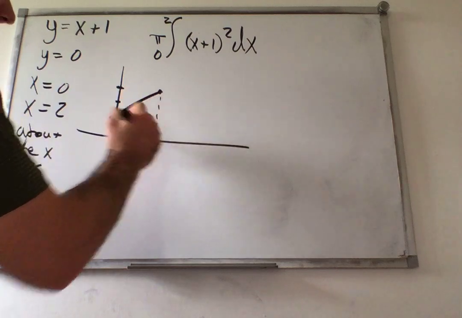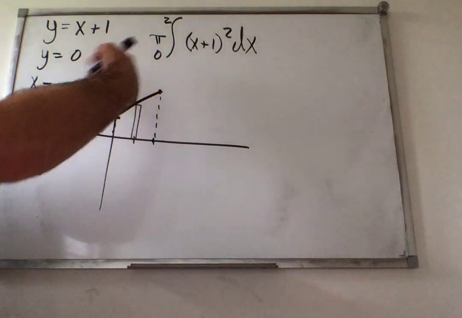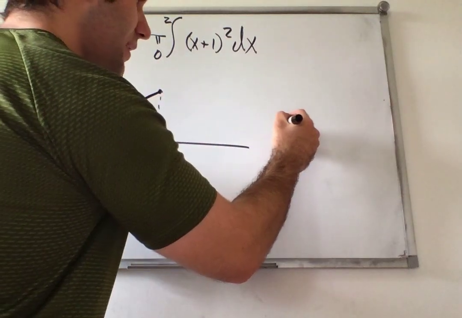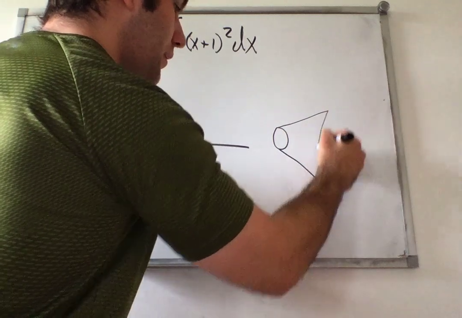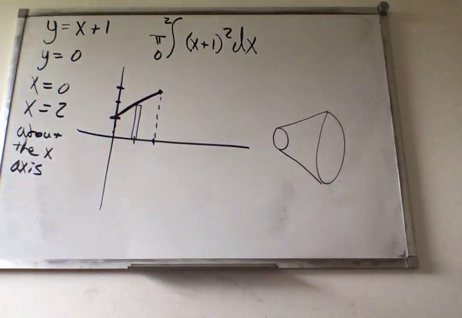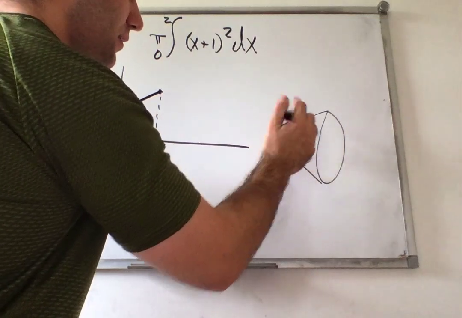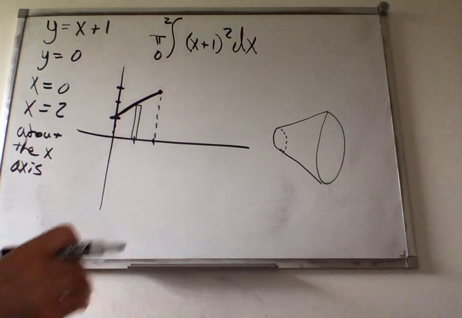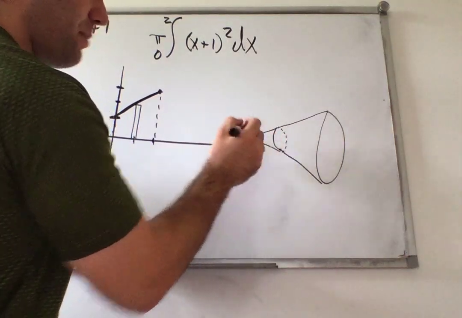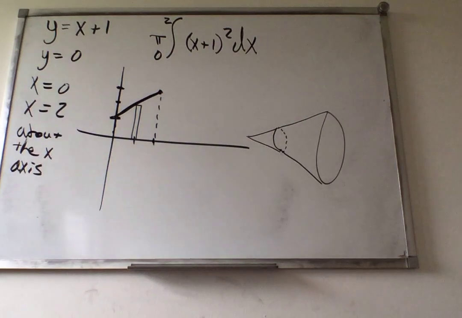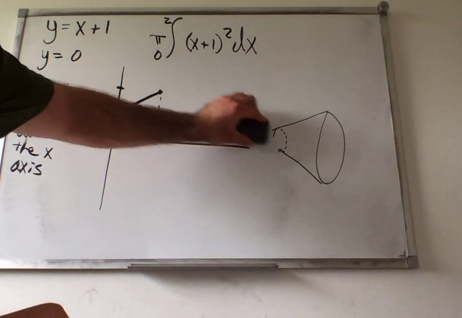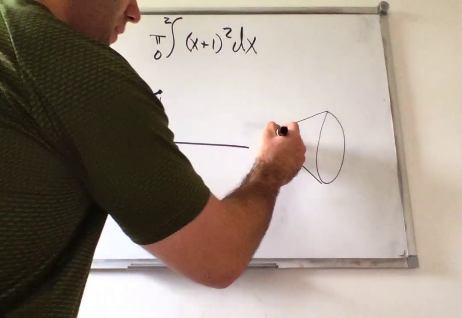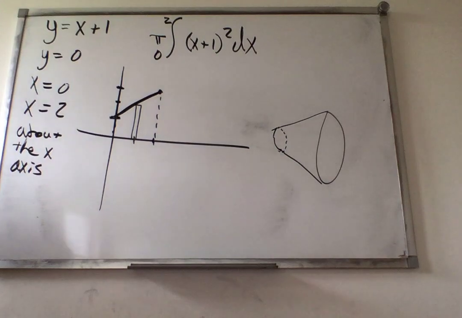If I were to take a little disc like this, that's my little disc. If I were to revolve this, I'm going to get something with a smaller circle on the inside. It's going to look something like that. It's like a cone without the pointed tip. I believe it has a name, I think it's called a frustum or something like that. But that's the solid of revolution that we are drawing.